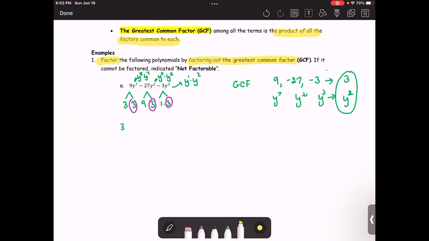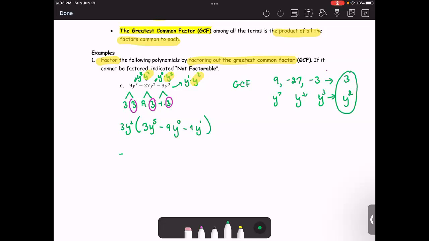Since y to the second is the common factor to all, we take it out to join with the 3. So 3y to the second. In parentheses, since we already took the 3 and y squared out, the remaining factor for the first term is just 3 times y to the fifth. The second term would be negative 9 times y to the 0, and y to the 0, technically, is 1. And the last term would be negative 1 times y to the first.